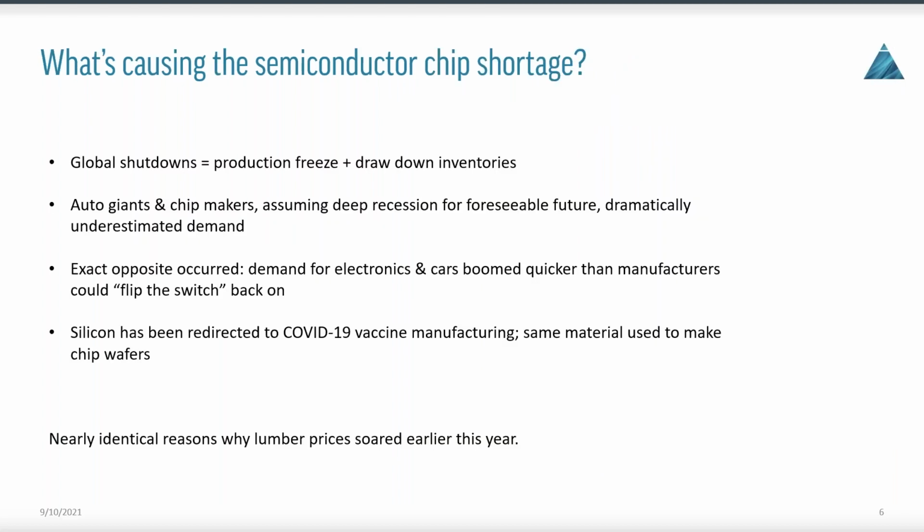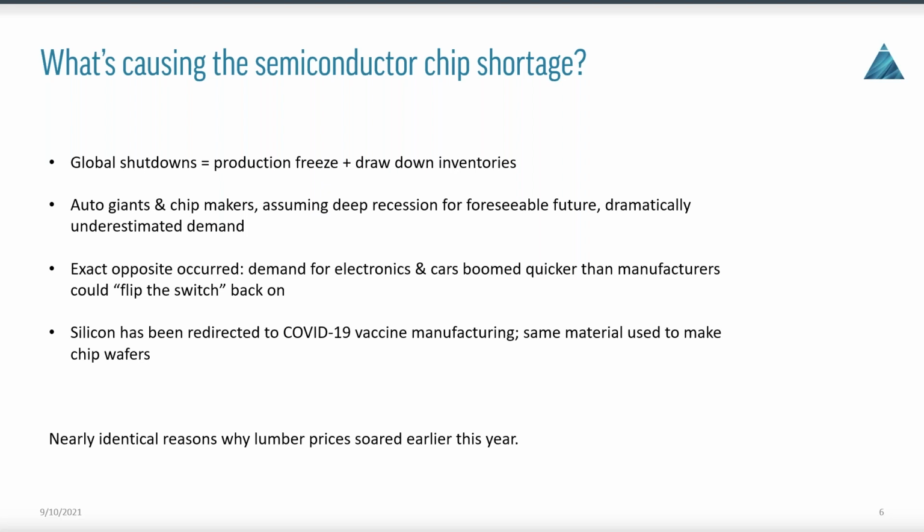So what's causing this? What is causing this semiconductor chip shortage? Here I've summarized some bullet points as to why this is happening. Because of the global shutdowns of last year, we had production freezes. We saw a drawdown of inventories. And auto giants, remember, manufacturing companies have to be very nimble on their feet because of the potential for massive losses during deep recessions. They have to be very quick and agile in making executive decisions as to what levels of productive capacity or capacity utilization they need to be operating at in order to protect the bottom line.